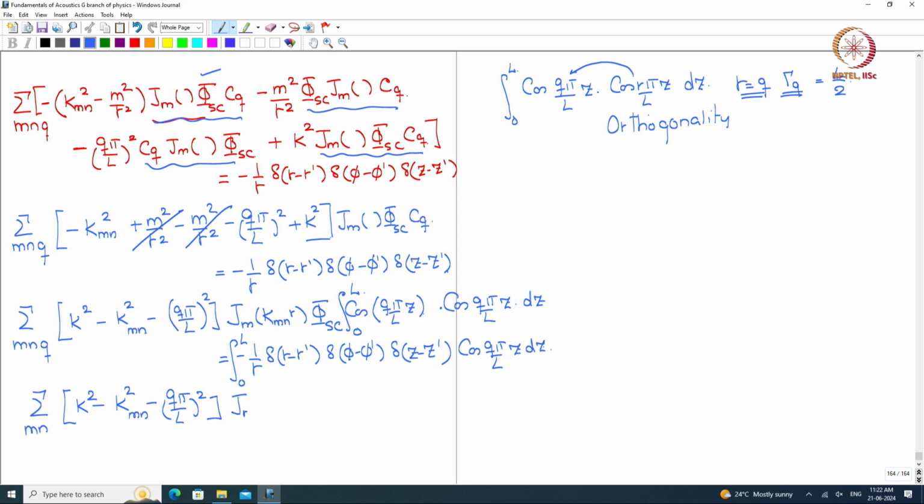Then we have Jm kmn r, then the phi sc into gamma q is equal to minus 1 over r delta r minus r dash delta phi minus phi dash cos q pi z dash by L. That is the shifting property of the delta function. Okay, so let me take this elsewhere.